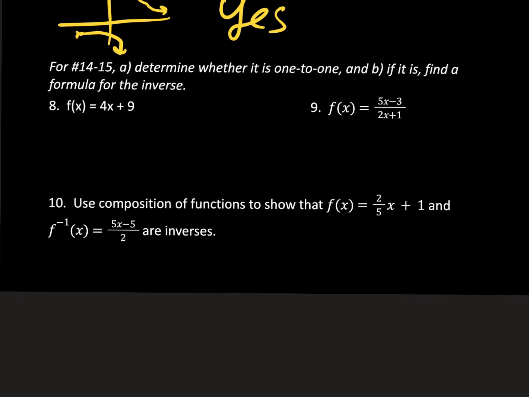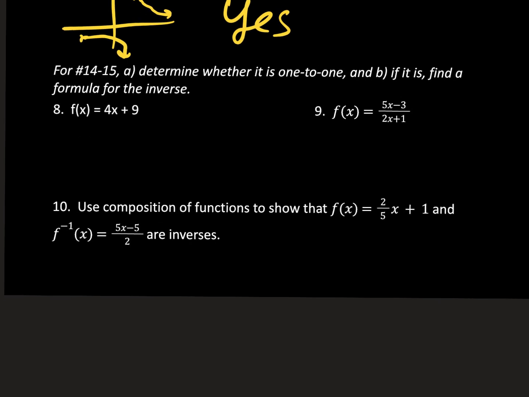The directions should say 8 and 9. It says 14, 15. I don't know who wrote this out. Determine if it's 1 to 1, if it is. Now this one right here is in slope-intercept form. It's a line, so it definitely passes the horizontal line test.